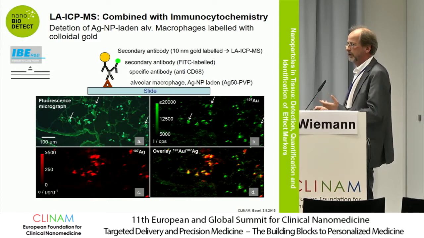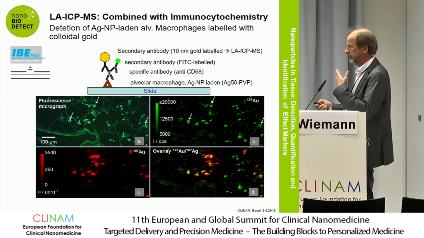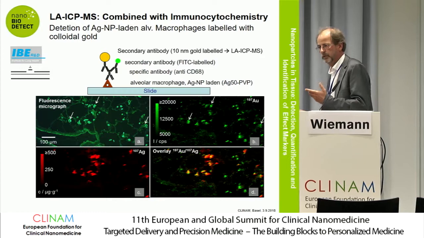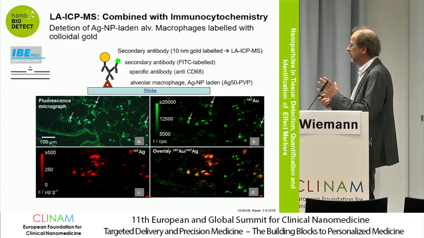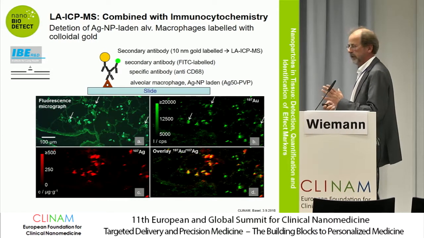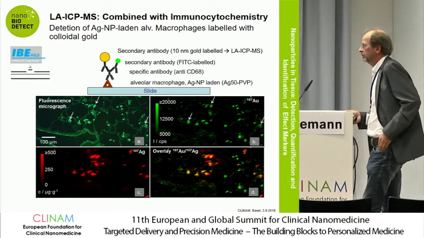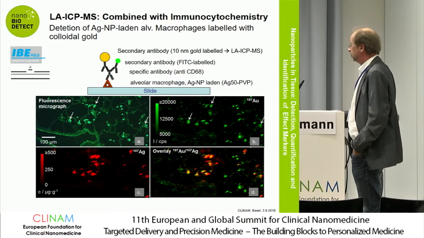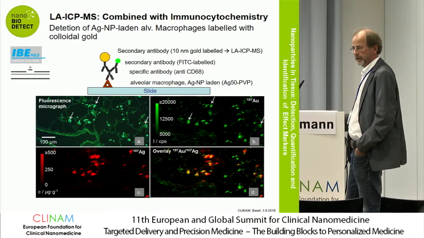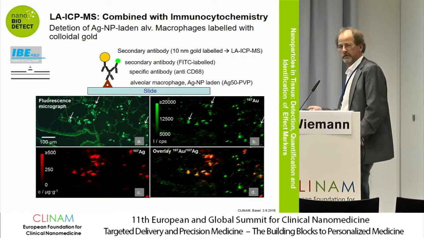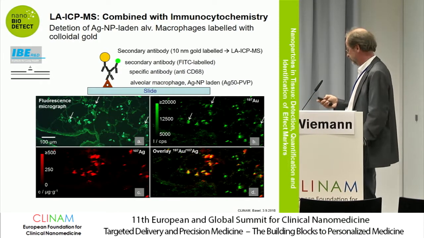You can do co-labelings, and you can also use lanthanides and other things to do a multi-labeling of up to 4 or 5 antigens at the same time. This is possible. Of course, it takes time, and it's not really a cheap method, so you have to go for it.